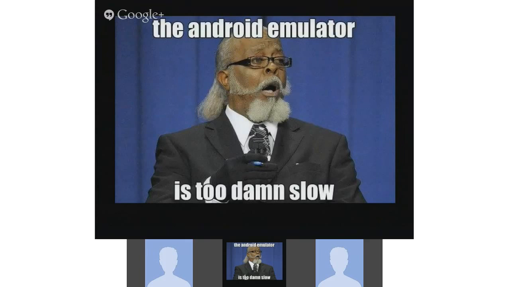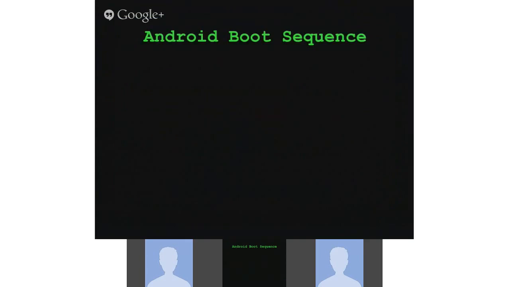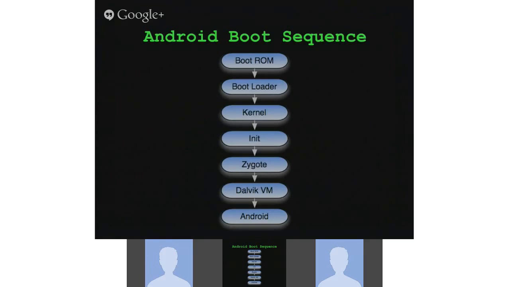Emulator is just too slow. So this is the Android boot sequence. I remember the first time I installed the Android SDK, I started running the emulator. It was blinking and said it's booting. I lost my patience after a couple of minutes and I just killed the process. I tried it again and the same thing happened. After several minutes, I got my Android running. Cool, it took some time. This is not very friendly.